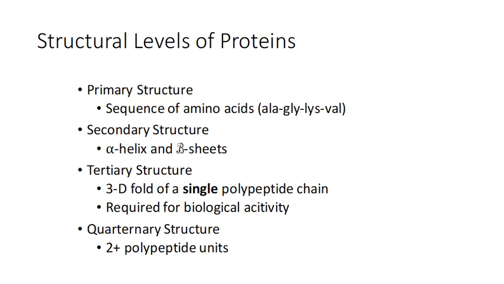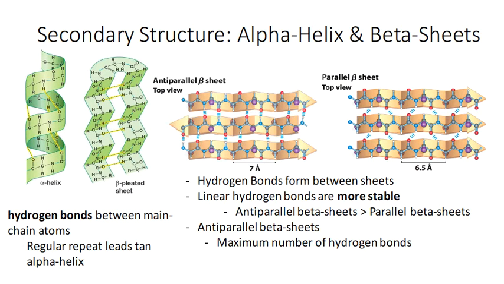Therefore, some parts of the amino acid chain may be at secondary structure, some may be at tertiary, and so forth. The hydrogen bonds in both alpha helices and beta sheets are between main chain atoms, specifically between the carbonyl oxygen and the hydrogen of the amino group. On the far left, you can see an alpha helix, which is right here. Here's your alpha helix. There are approximately 3.6 residues per turn, and a regular repeat leads to this alpha helix.